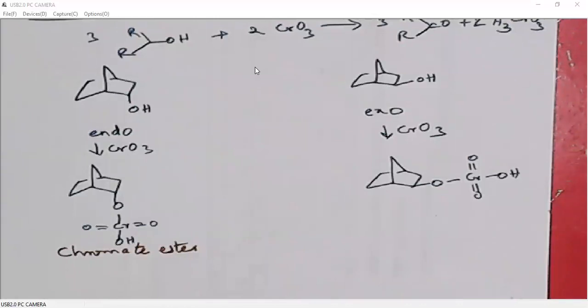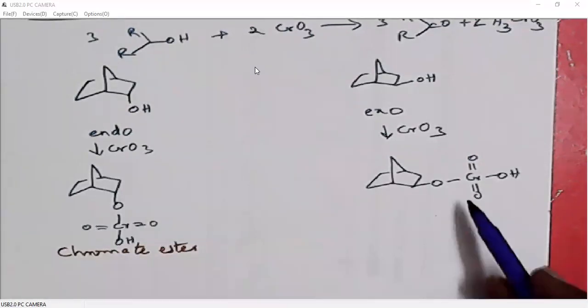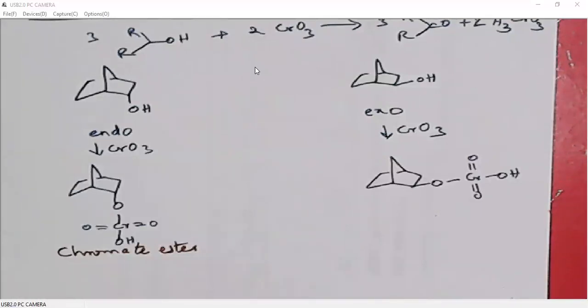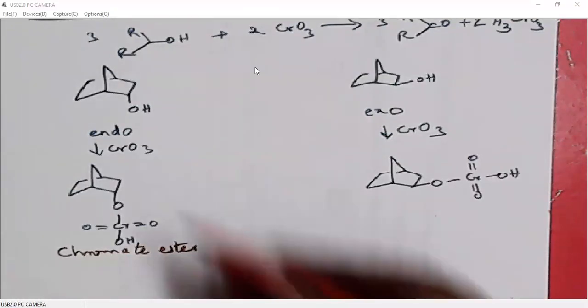Now, for further oxidation, this chromate ester has to undergo decomposition. Which one will decompose fast and which one slowly depends on the rate of the reaction. If this intermediate decomposes fast, then that alcohol will be oxidized very fast. If the intermediate doesn't decompose fast compared to the other one, then that reaction is slow. I'll tell you a few points regarding the stability.